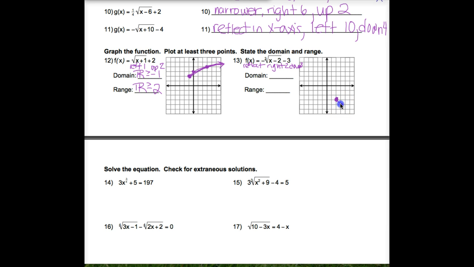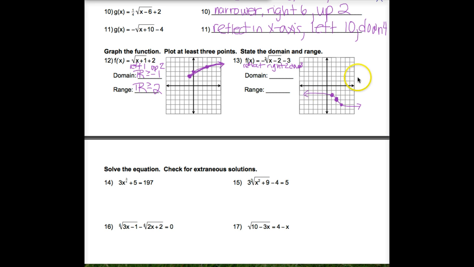So my branch is going to go this way. Then you need a branch on the other side. So up 1, left 1. Again, connect the branches separately so that you get the right shape.